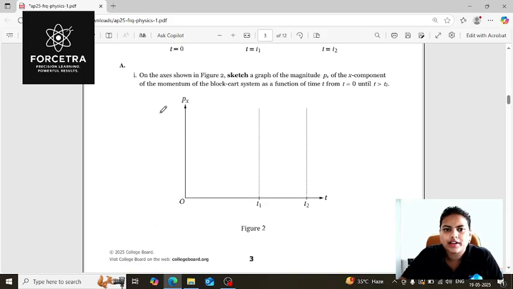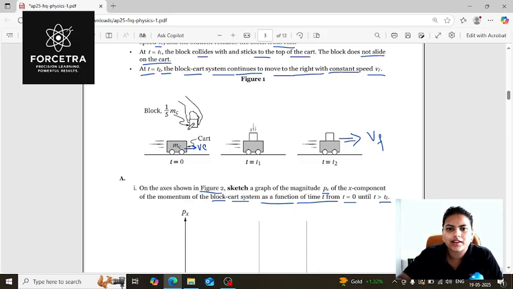First question, part A, which says: on the axis shown below, in figure 2, sketch a graph of the magnitude px of the x component of the momentum of the block-cart system as a function of time from t equal to 0 to t greater than t2. So the system considered here is the block and the cart. Our system includes both of these. So both are in the system.